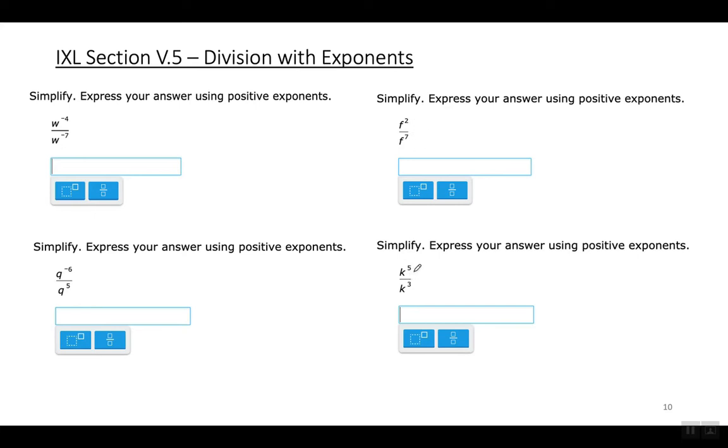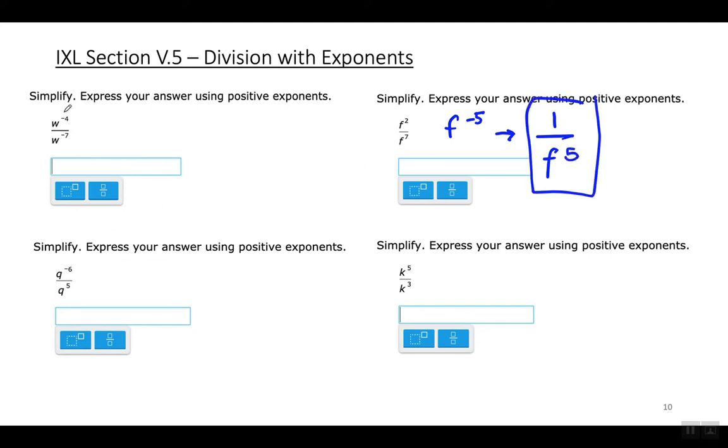All right, so right here, let me do this one first because it's easy. You subtract the exponents, so the answer would be k to the 2nd power. Over here, you subtract the exponents, and your answer would be f to the negative 5th power. Oh, my bad. Hold on. It says express your answer using positive exponents. So you would write it like this, 1 over f to the 5th power. That would be your answer.